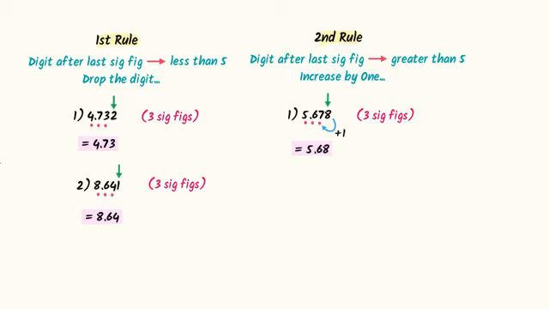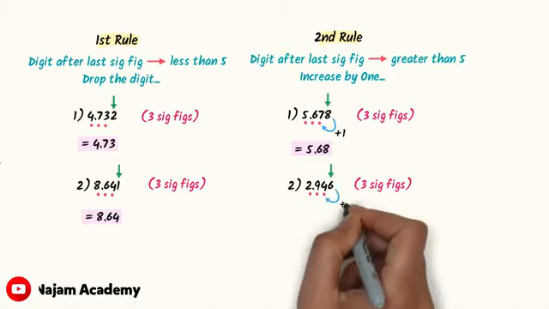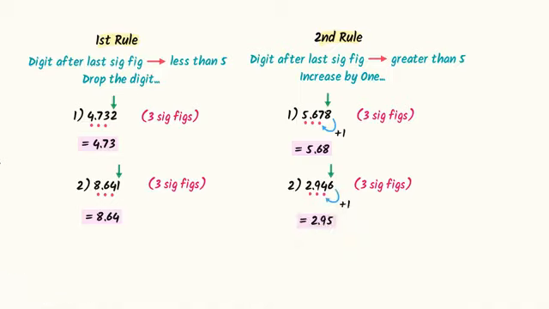Now consider another example. 2.946 rounded to 3 significant figures. The significant figures are 2, 9 and 4. The next digit is 6. Since 6 is greater than 5, the 4 becomes 5. We get 2.95. Thus remember these 2 important basic rules.